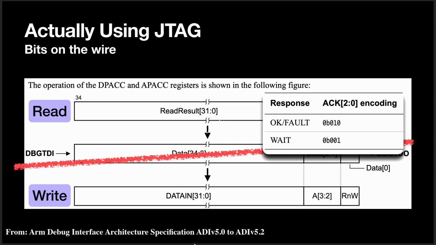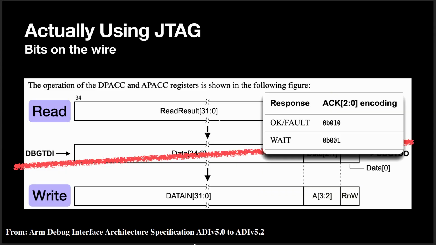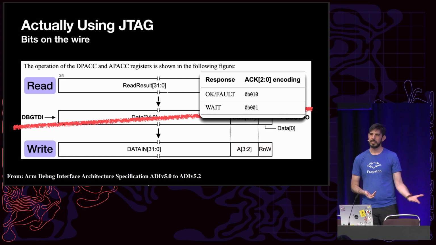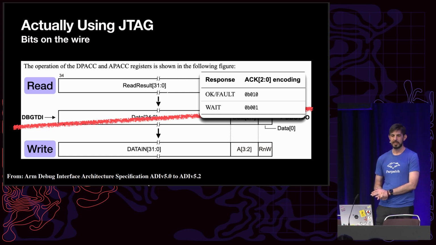So when we talk about the JTAG message that gets sent on the wire, it's 35 bits. If you look at this table, you'll see that both DPACC and APACC are both 35 bits, which is kind of a weird number, right? We're used to things that are 32 bits. 35 is a very, very strange number. Well, when we send messages on JTAG, we actually do the bottom line here. The first bit that we send is RNW, 1 for write, I believe, 0 for read, 2 bits of address, and 32 bits of data.